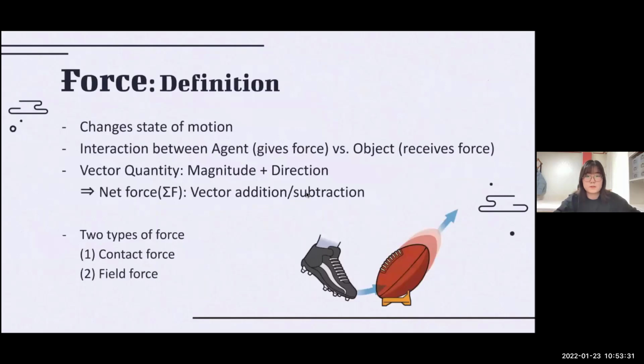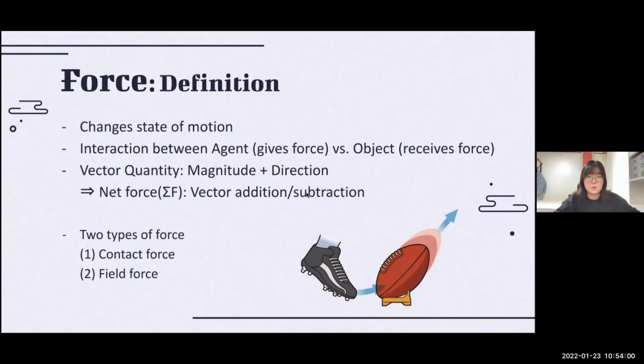So first, force, from the common word gravitational force, is what changes the state of motion. It is an interaction between two objects that requires an agent to act forces on an object. It is a vector quantity, which means it has a magnitude and direction. So in order to find a net force, which means the sum of all forces acting on the object, we need to do vector addition and subtraction.